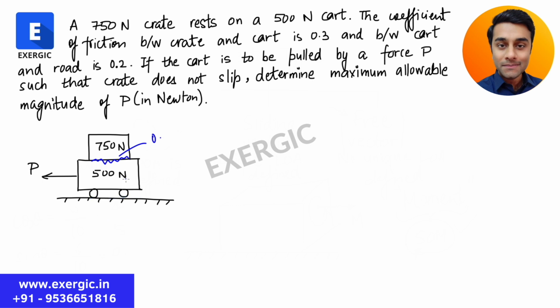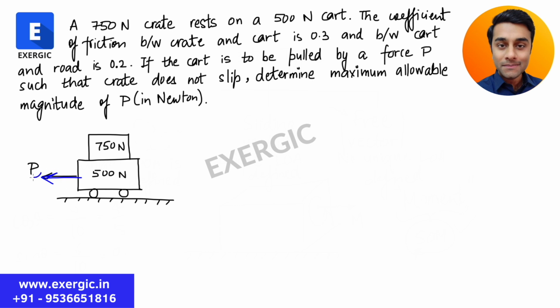If the cart is to be pulled, not the crate, the force being applied is specifically acting on the cart. So if the cart is to be pulled by a force P such that the crate does not slip, you are applying a force on the cart and you have to make sure that this crate does not slip. Then determine the maximum allowable magnitude of P in Newton. Did you get the question? A force P is being applied on the cart.